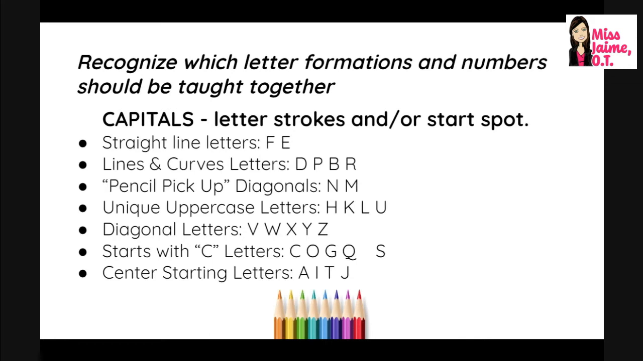Straight line letters F and E go together. I mean, they look so much alike. It's so easy for kids to learn one more little step, and now they've got both letters down. The line and curve letters are D, P, B, and R.